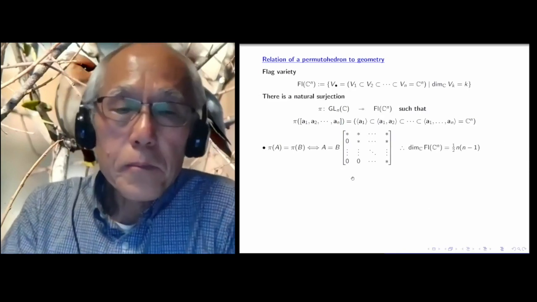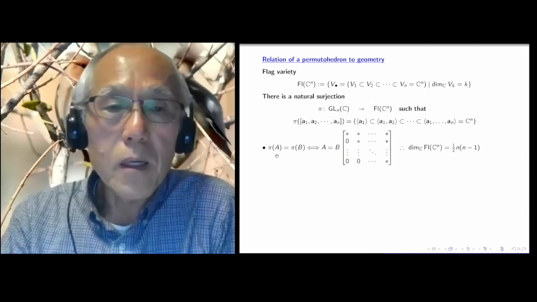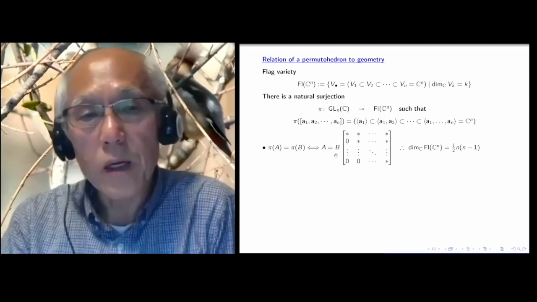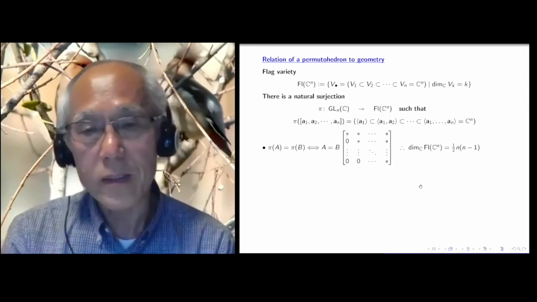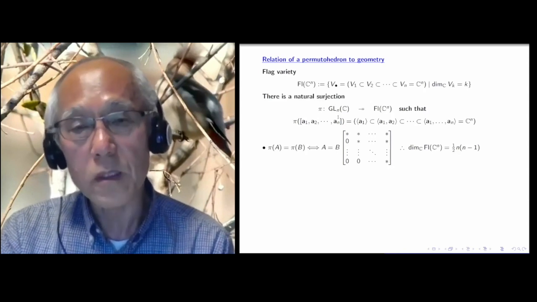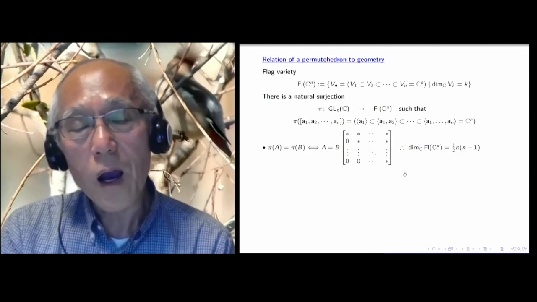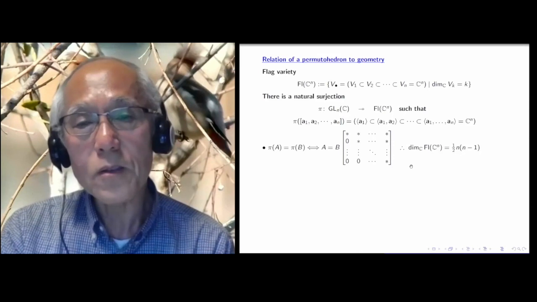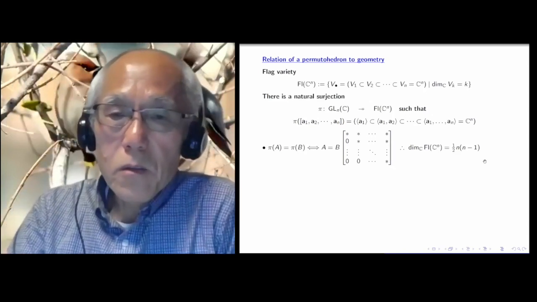Okay, and it is easy to see that if you are given two non-singular matrices A and B, and their pi images are the same, then A and B are the same up to multiplication by upper triangular matrices from the right. The dimension of the general linear group is n squared, complex dimension, and the dimension of the group of upper triangular matrices is 1/2 times n times n plus 1. So the dimension of the flag variety is n squared minus 1/2 n times n plus 1. So we can see the dimension of the flag variety easily.